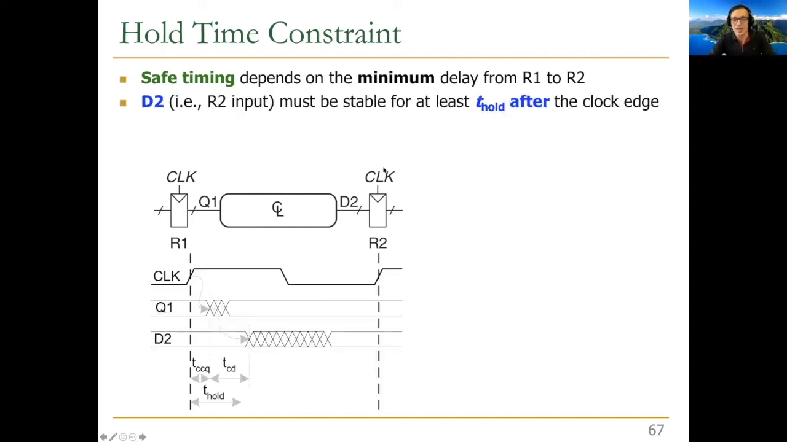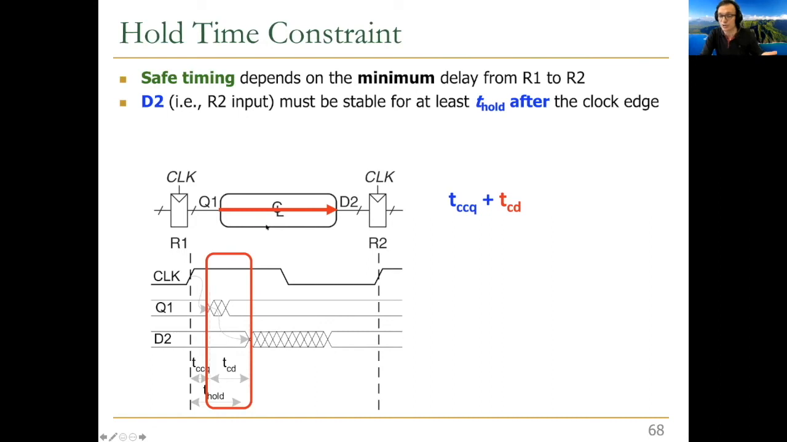The D2, R2 input must be stable for at least T hold after the clock edge. If the combinational logic is way too fast, this may not be maintained. So D2 must not change until T hold after the clock. What does this mean? What is the minimum delay from clock to D2? It's the minimum delay from clock to Q for the combinational logic to start, with Q1 as the input. That's TCCQ, as we discussed, plus the minimum delay, the contamination delay, within the combinational logic.